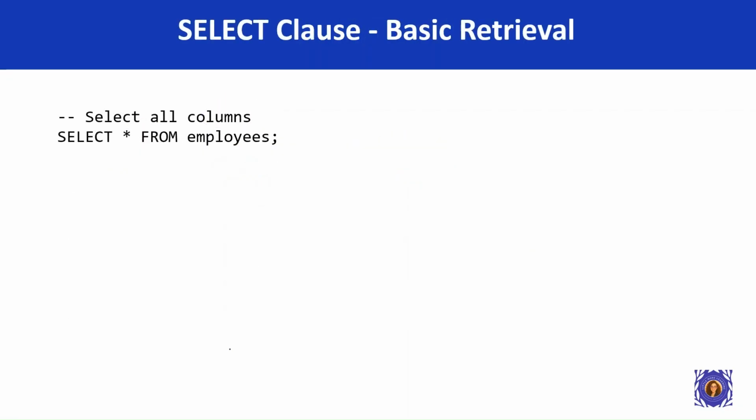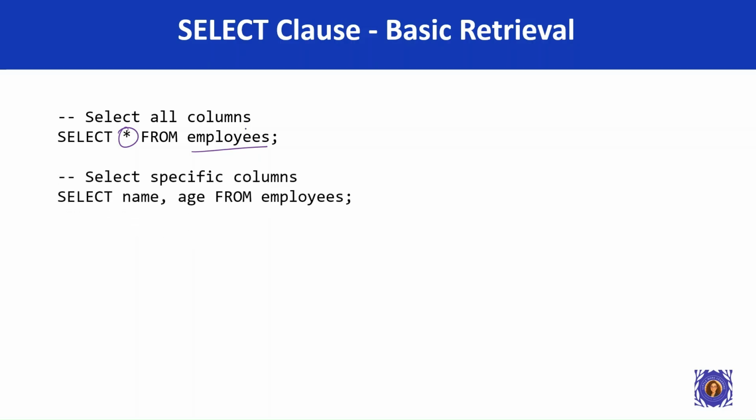Now comes the select clause, like select star from employee, that implies all the attributes from the table employees will be selected. Next, if we want to select some specific columns, like we only want to select name and age from table employees.